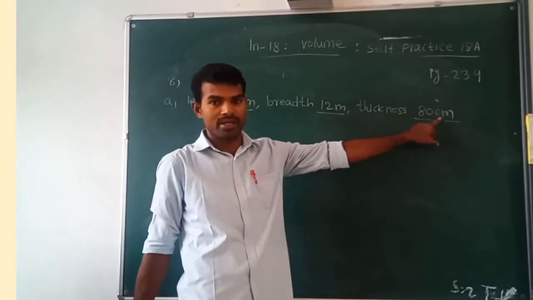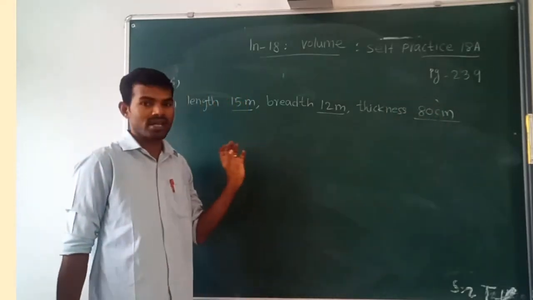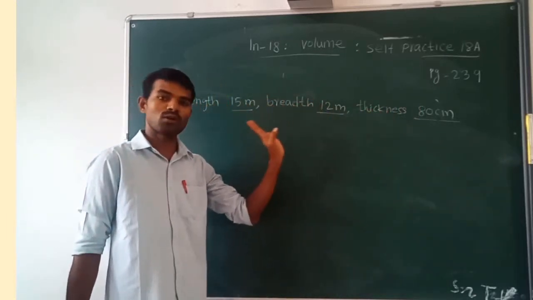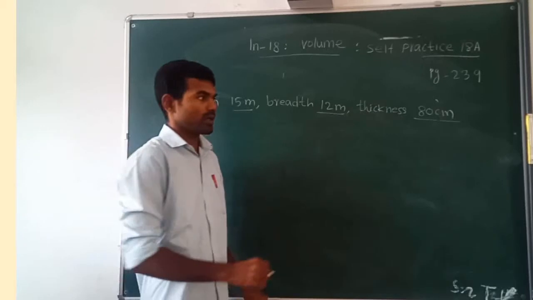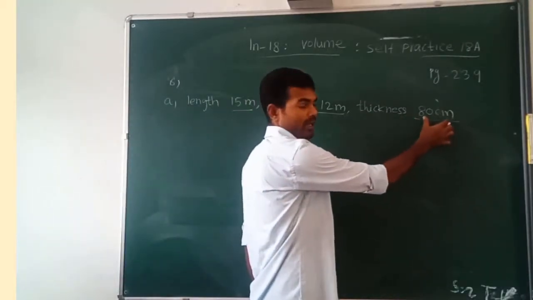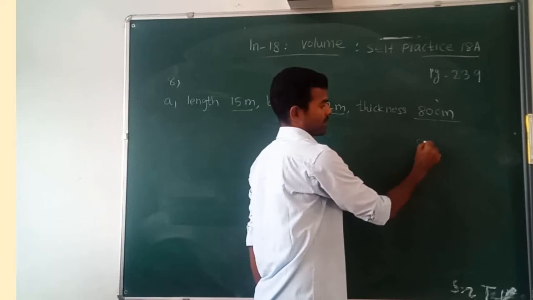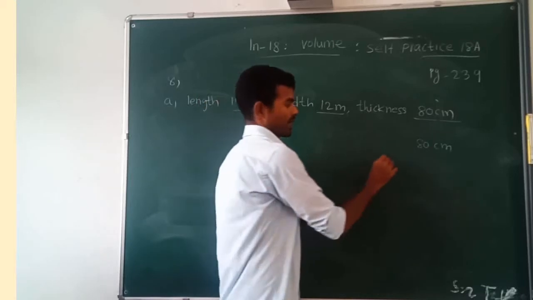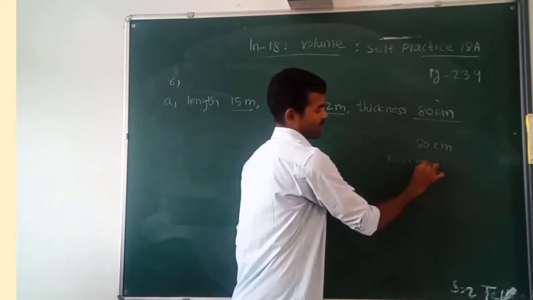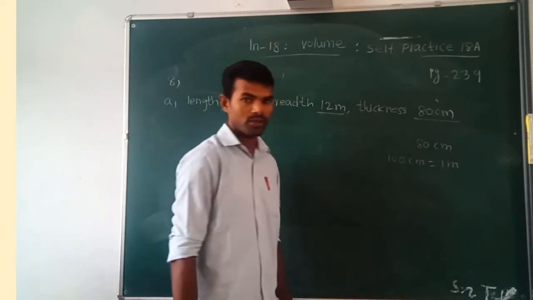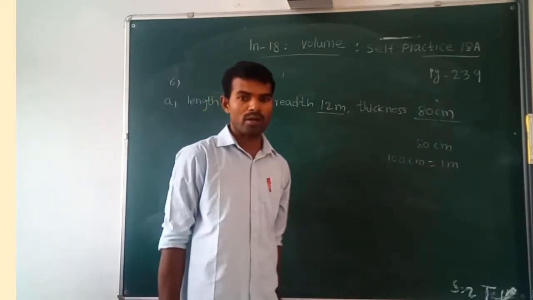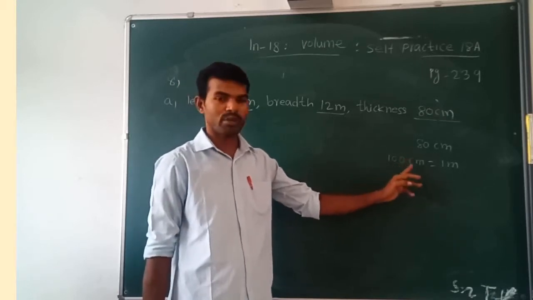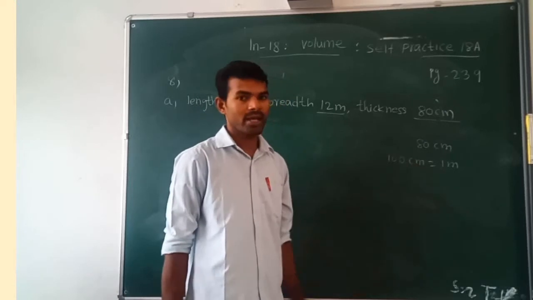Meter, centimeter. So first try to change everything to the same unit, like meter. We have to change this centimeter into meter. So it is 80 centimeter. You know 100 centimeter equal to 1 meter. To convert the centimeter into meter, divide this number by 100.